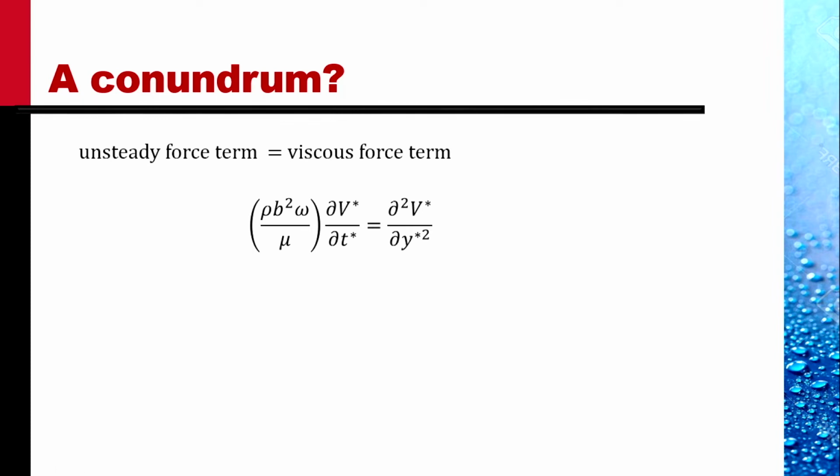We claim that the unsteady force term must be equal to the viscous force terms. When we converted this into normalized variables, we get rho b square omega by mu times del v star by del t star is equal to del square v star by del y star square. The left hand side represents the normalized acceleration, and this is the normalized second gradient of velocity that occurs in the viscous forces.